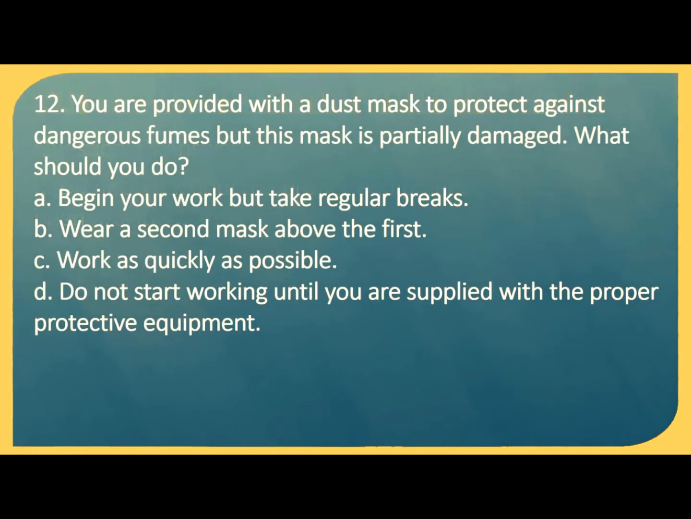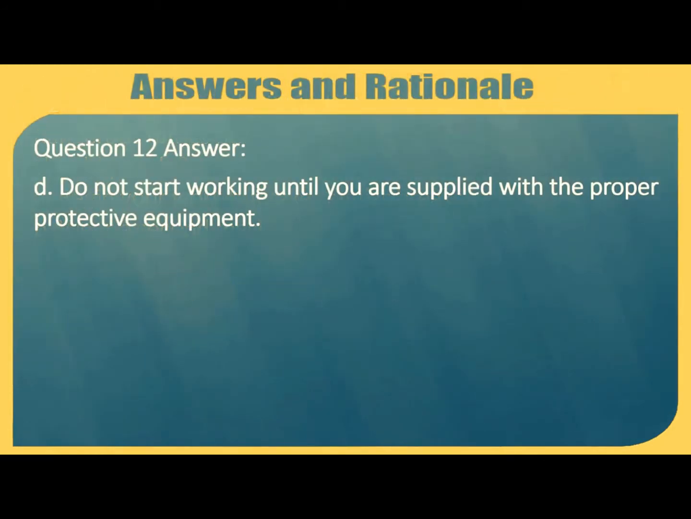Question 12. You are provided with a dust mask to protect against dangerous fumes, but this mask is partially damaged. What should you do? A. Begin your work but take regular breaks. B. Wear a second mask above the first. C. Work as quickly as possible. D. Do not start working until you are supplied with the proper protective equipment. Question 12. Answer: D. Do not start working until you are supplied with the proper protective equipment.